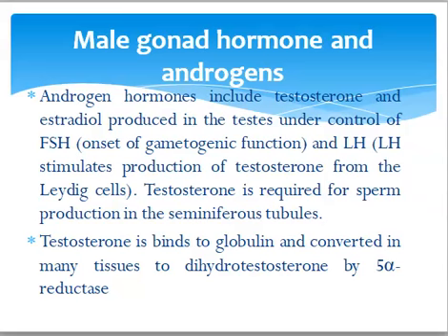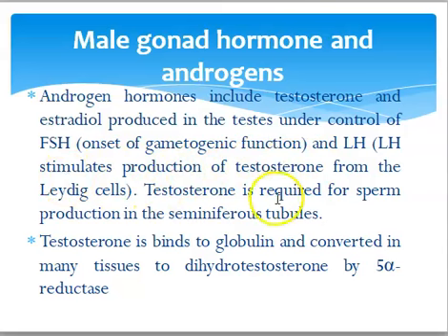Let's look at the male gonad hormones, or the androgens. Of course, these are produced. The male androgens include testosterone and estradiol produced in testes. They are under control of the FSH and the LH. The LH is the one which stimulates the Leydig cells to produce testosterone.